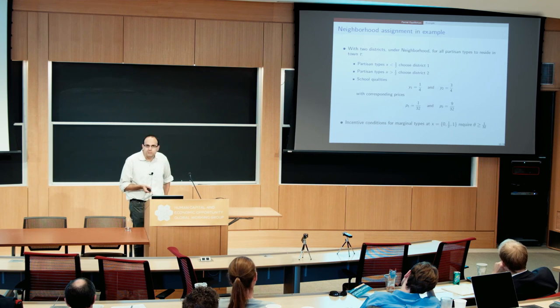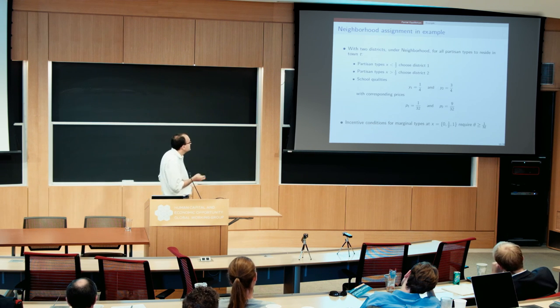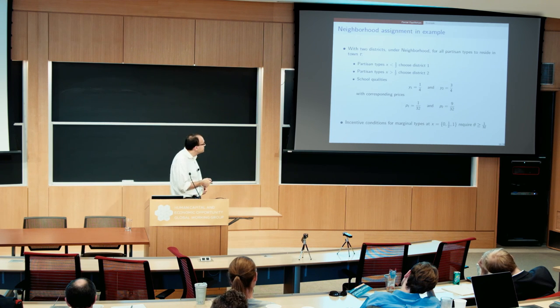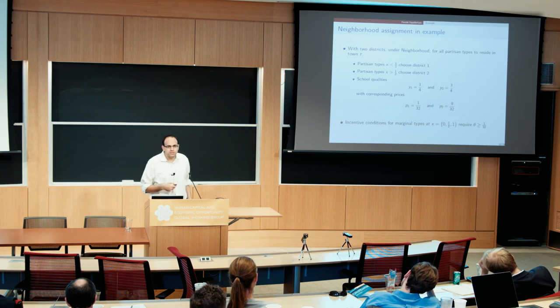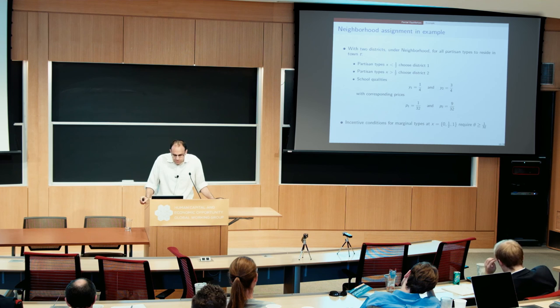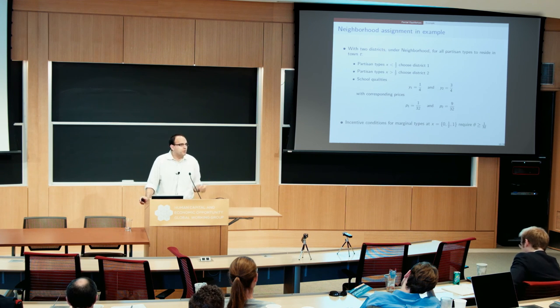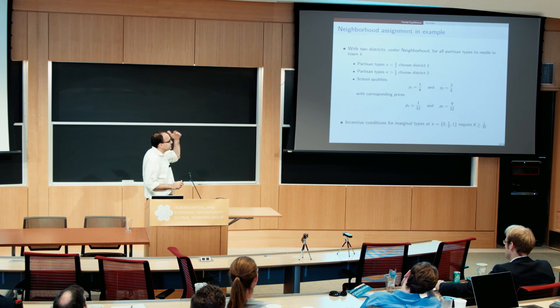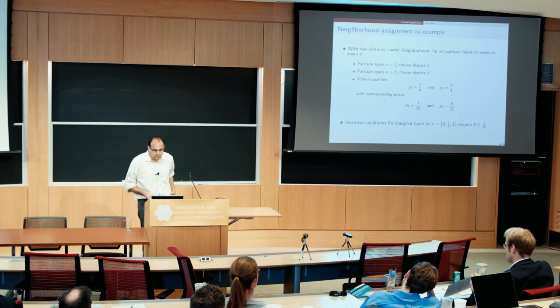What about neighborhood assignment in this example? We said there are two districts. For all partisan types to reside in the town, the guys who are below a half will choose district 1, and the guys who are above a half will choose district 2. So we easily get the corresponding school qualities because of this uniformity assumption. The qualities are a quarter and three quarters. Plug in to get the corresponding prices. And as you saw from the figures, we have one more IC constraint to check.